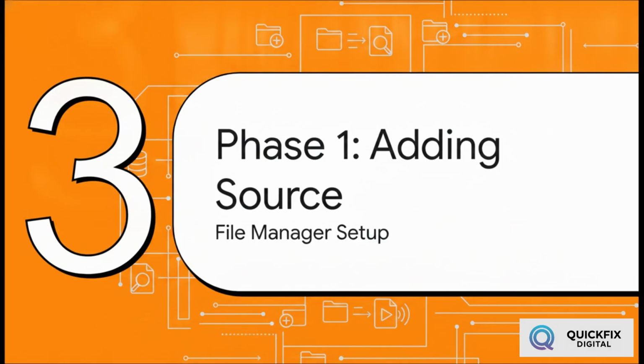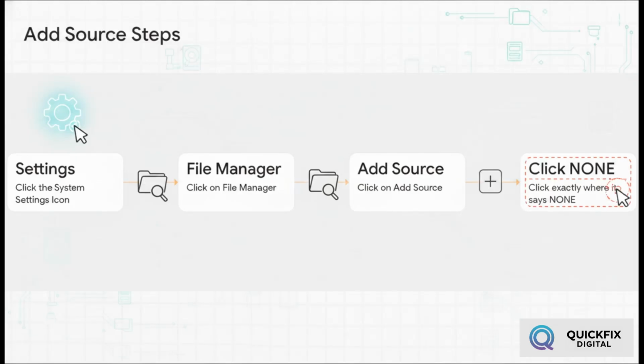Section 3. Phase 1. Adding source. Phase 1 is basically just telling Kodi where to look for the files. It's super simple. Start right on your main Kodi home screen. Look up to the top left and click the System Settings icon, the one that looks like a little gear. From there, click on File Manager. Next, look over to the left side of your screen and double-click Add Source. A new box will pop up. Just click exactly where it says None to open up the text input field.